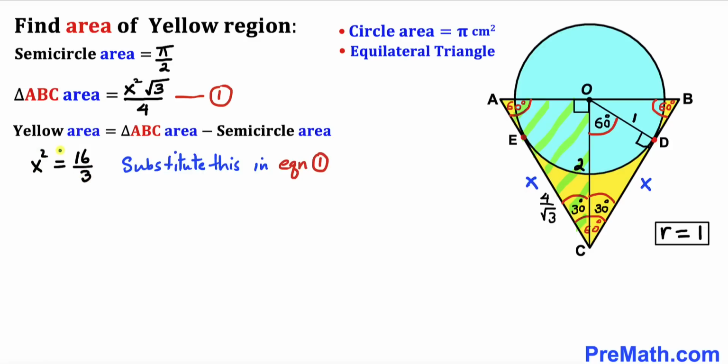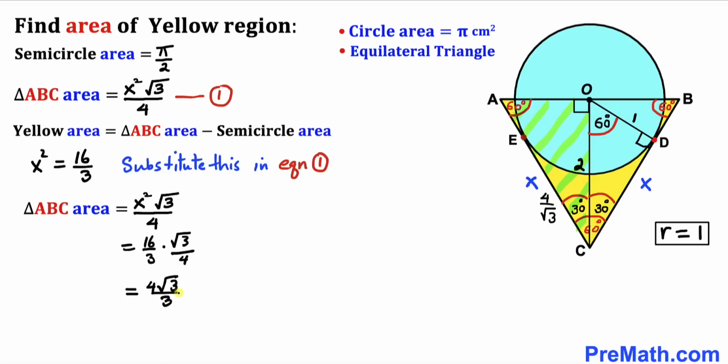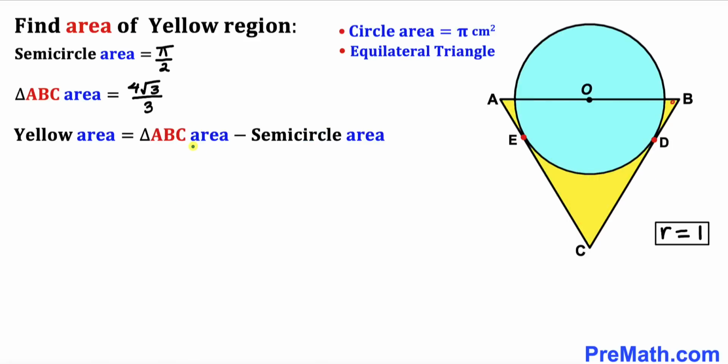Now let's go ahead and substitute this x square value in this equation 1. And here's our equation 1. Let me go ahead and replace this x square value. So therefore this is going to be 16 divided by 3 times square root of 3 divided by 4. And if we simplify this thing, that is going to be equal to 4 times square root of 3 divided by 3. So thus the area of this triangle ABC turns out to be 4 times square root of 3 divided by 3. And here's our final step.